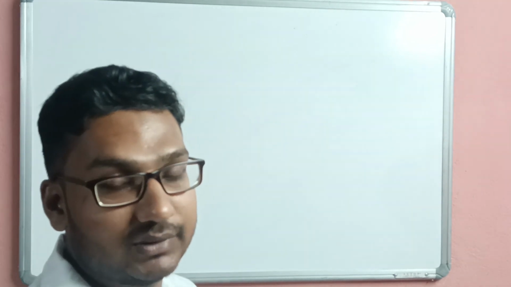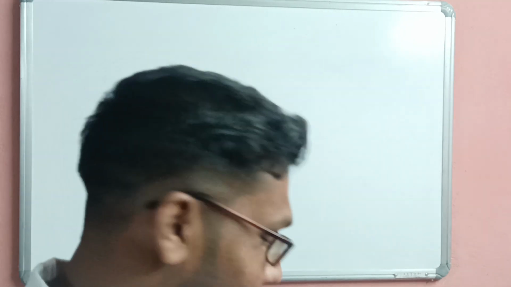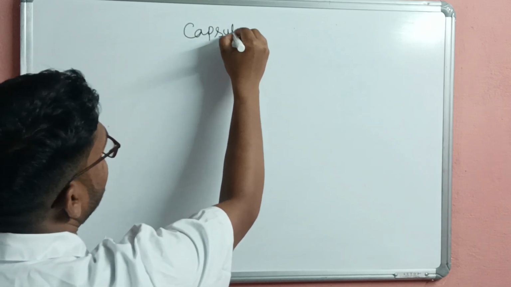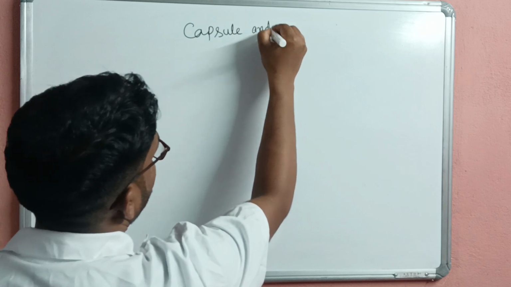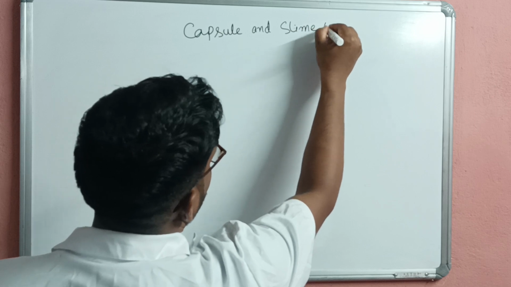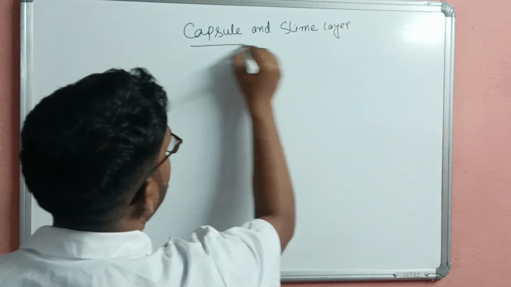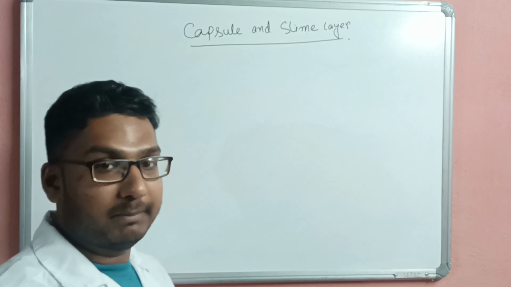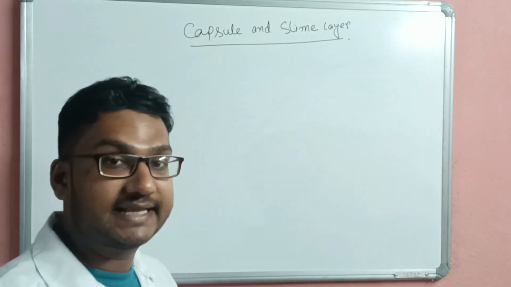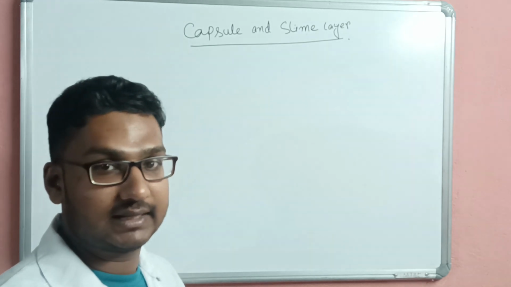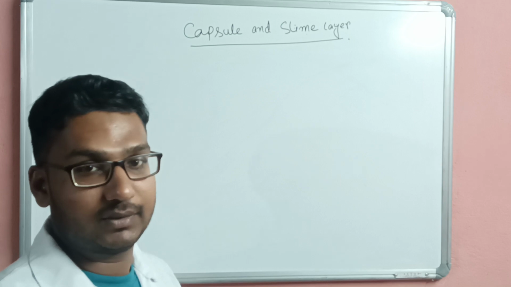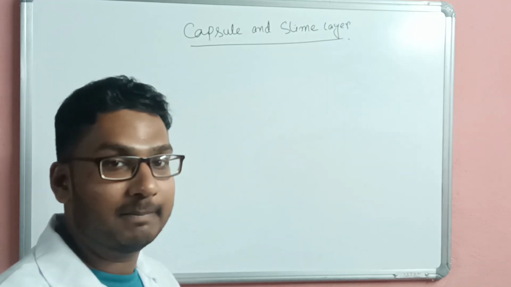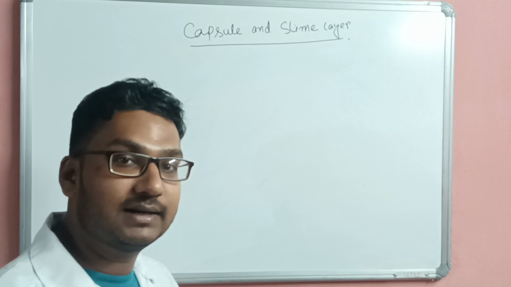Today we will discuss the bacterial capsule and slime layer. So what is a bacterial capsule? Many bacteria secrete extracellular polymeric substances in the natural environment. When it is closely attached or condensed around the bacterial cell wall, it is called a capsule.